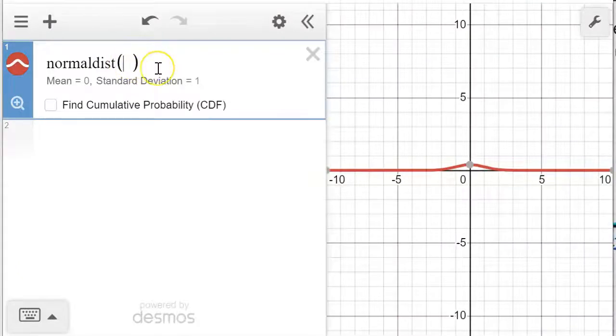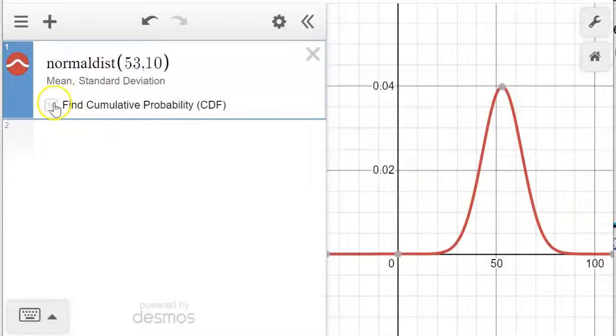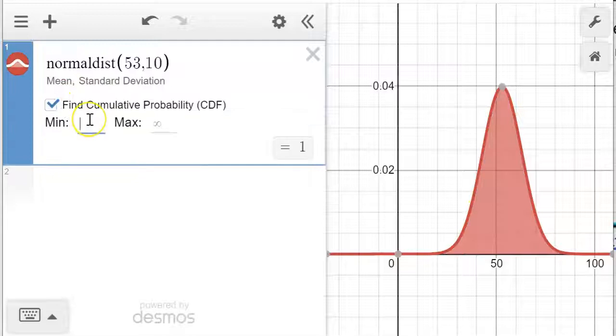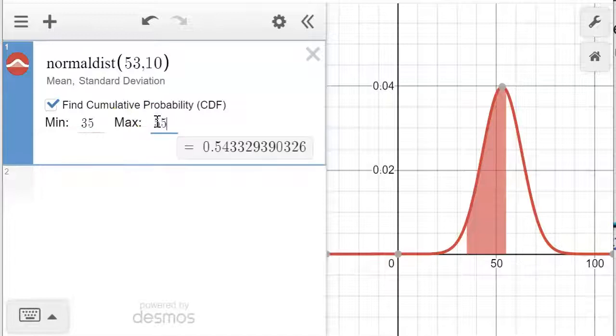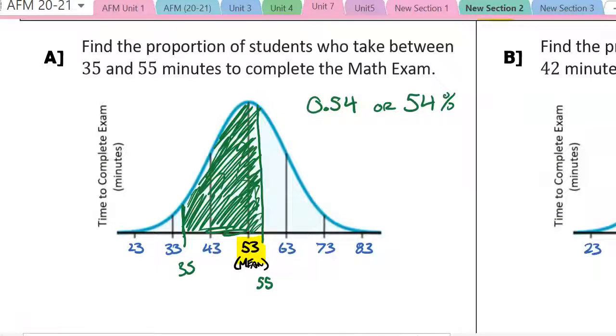So our steps: normal distribution, we type in the mean and standard deviation. We click zoom fit. We click find cumulative probability, and we want to find between 35 and 55. Notice it gives us a decimal. If I wanted to go ahead and turn this into a percentage, we multiply it by 100, giving us an answer of 0.54 or 54% of the students falling in that category.